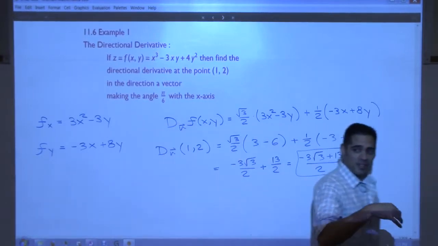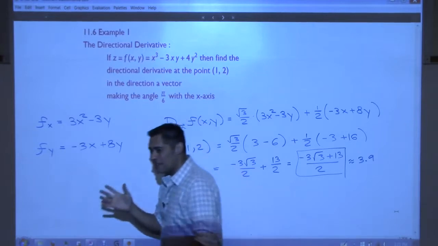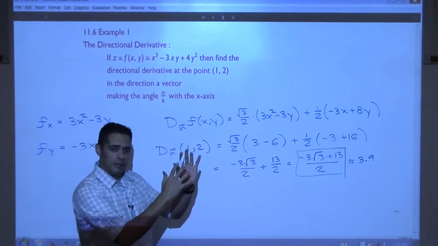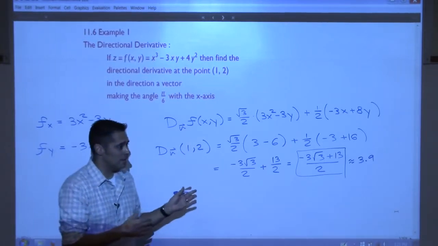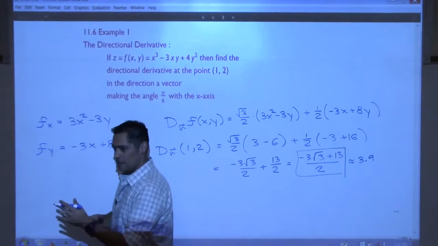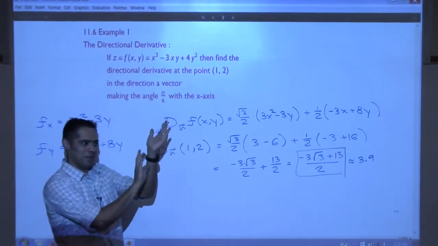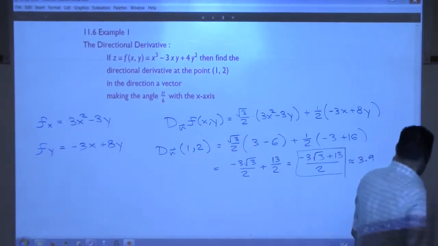So that means if I were to be standing on that surface at that point up there, pointing in that direction, and take a step, I'm going to be going up, right? Now, if I turn around and go the opposite direction, what do you think is going to happen? If I turn around 180 degrees? It's going to go down, because if you're going up this way and you turn around, you're going to have to go down. So, all right.